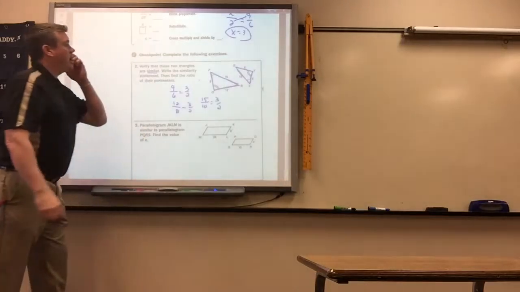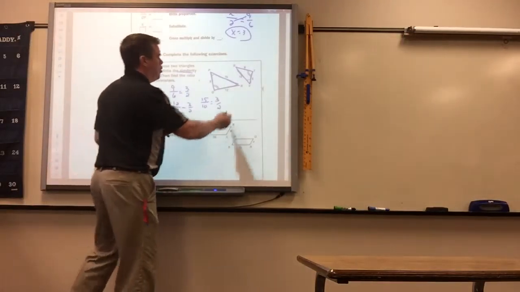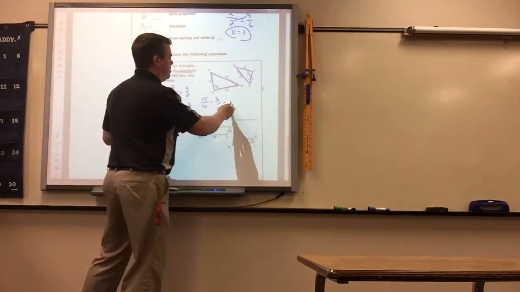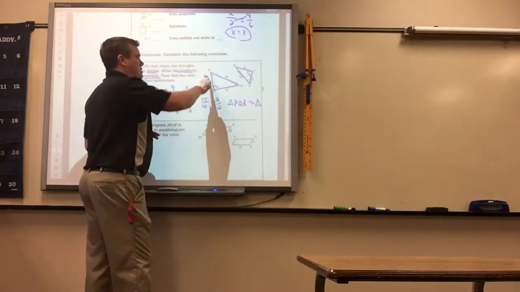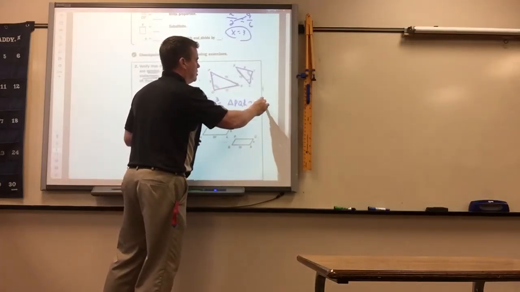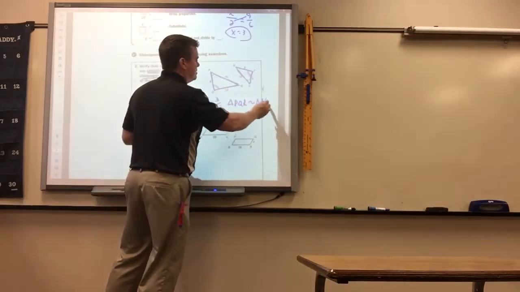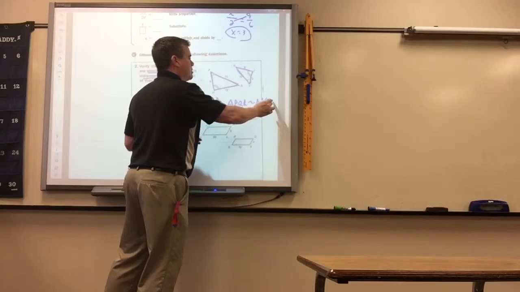So they are similar, so we got to write the similarity statement. It would be triangle PQR is similar to triangle... Since I put P first, I would have to put V, because they're equal. And then since I put Q, I'd have to put T. And then S is the third one.